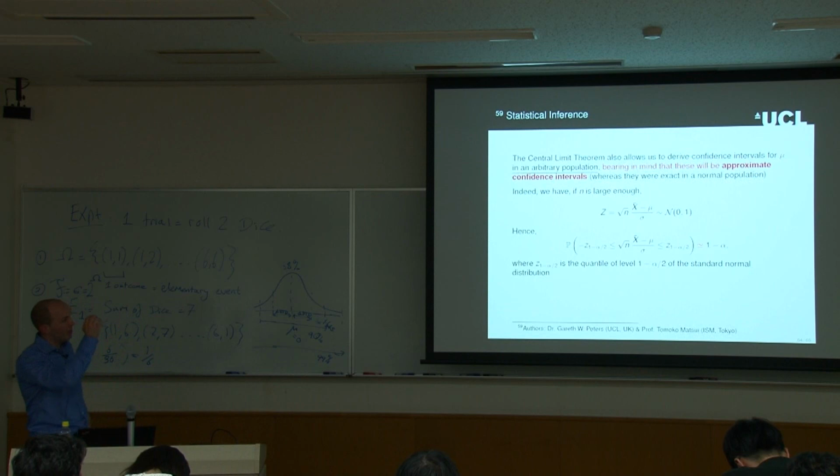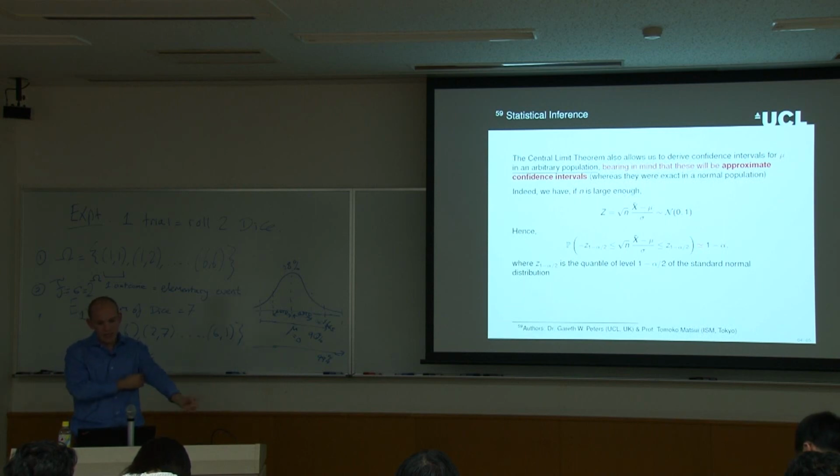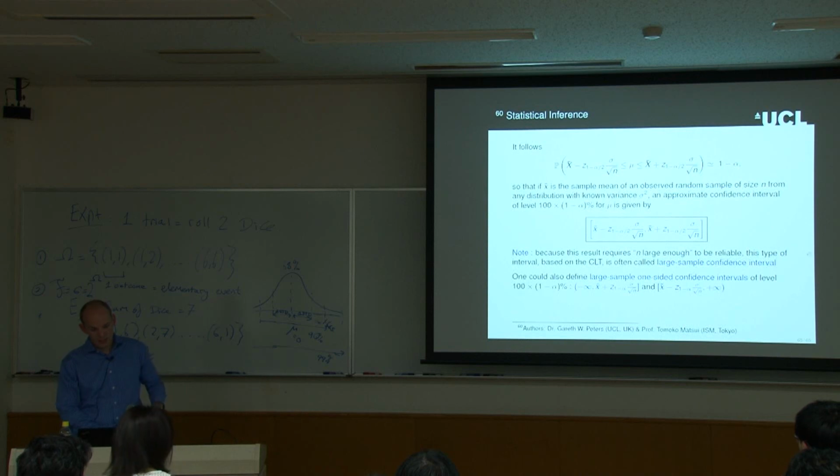Furthermore, the central limit theorem allows us to derive confidence intervals for mu in an arbitrary population. Of course these are going to be approximate confidence intervals, whereas before we had exact confidence intervals in a normal population. If we have n large enough, then similarly we can say these expressions are the same as before, but here we have an approximate confidence interval. And thus it follows we have this same expression. All that's happened here is we just change this to approximate, and we have this confidence interval here. The terminology here is large sample confidence interval, since we require n large enough to be reliable.